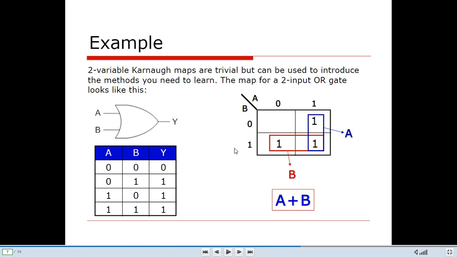So here we finish this topic of the K-map of 2 variable, 3 variable, and 4 variable.